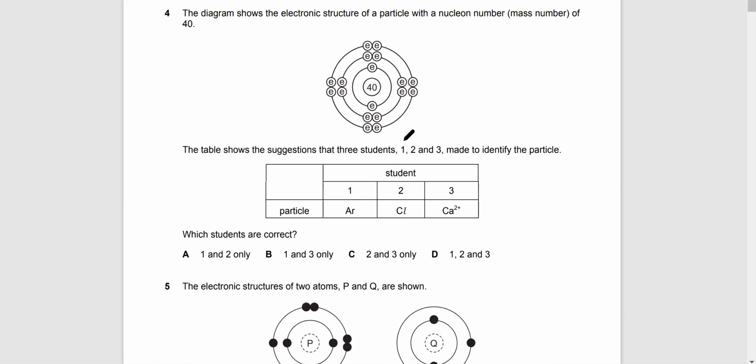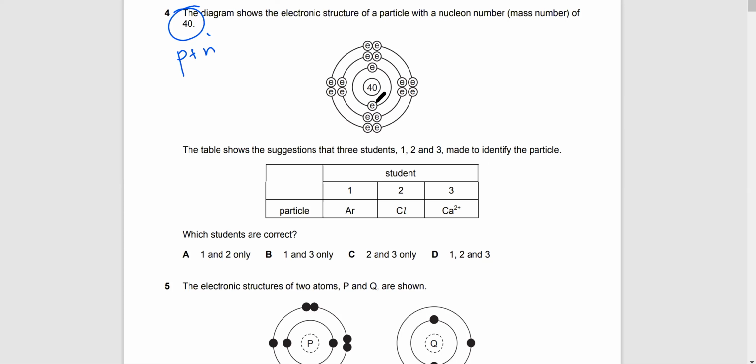The diagram shows the electronic structure of a particle with a nucleon number of 40. The nucleon number क्या होता है? That's the number of protons plus the number of neutrons, right? और मसला ये होता है कि neutrons change होते रहते हैं. So the nucleon number is not fixed for any element क्योंकि isotopes होते हैं and the neutrons could be any number. The table shows that 3 students, 1, 2, and 3, made to identify the particle. The particle is given over here.